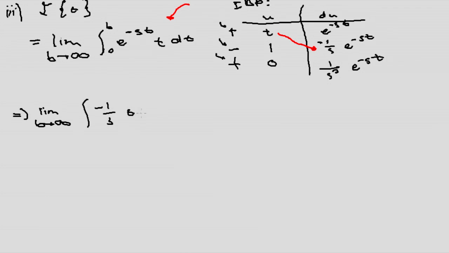t e raised to negative st. That's t, guys, not b. Sorry for my writing. Then next is negative, the next term 1 multiplied by the next antiderivative. So it will be negative, negative also, 1 over s squared e raised to negative st. Then next is this, multiplied by this. So this goes back to this, which is just 0 actually.